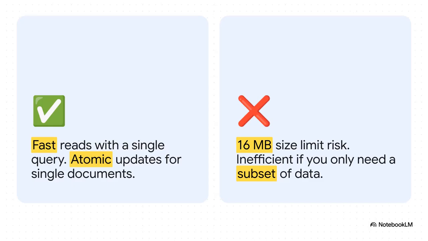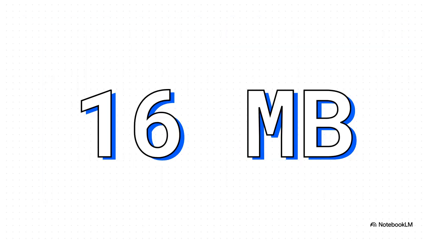And the trade-off is pretty straightforward. On one hand, you get these incredibly fast reads, just one query, and your updates are atomic, meaning they're guaranteed to be consistent. But on the other hand, you're always up against a very specific, very hard limit. And this is that limit, 16 megabytes. So if your embedded data is unbounded, like a super popular product that could get thousands and thousands of reviews, embedding is just the wrong choice, period.